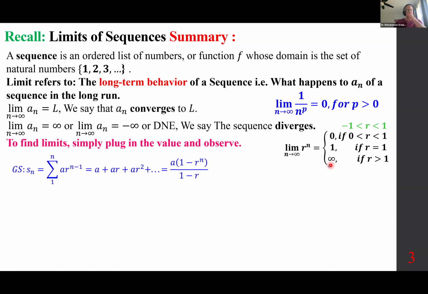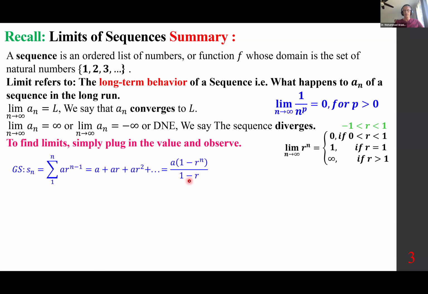For example, when we look at a given geometric sequence and we add them up, it becomes a geometric series. S sub n is the summation of a r to the power of n minus 1 from 1 to n, which equals a plus ar all the way to the n, and it's a times 1 minus r to the power of n over 1 minus r.